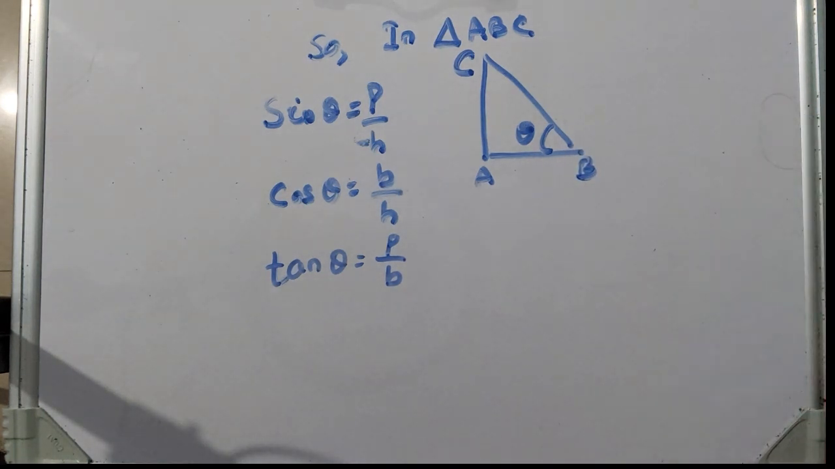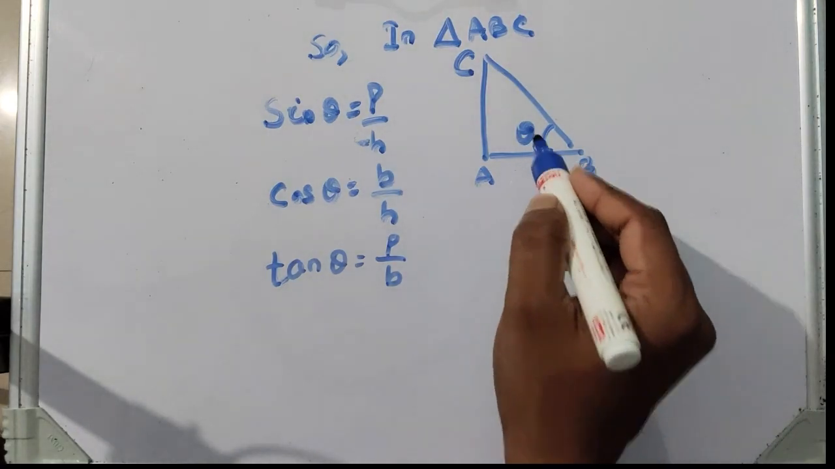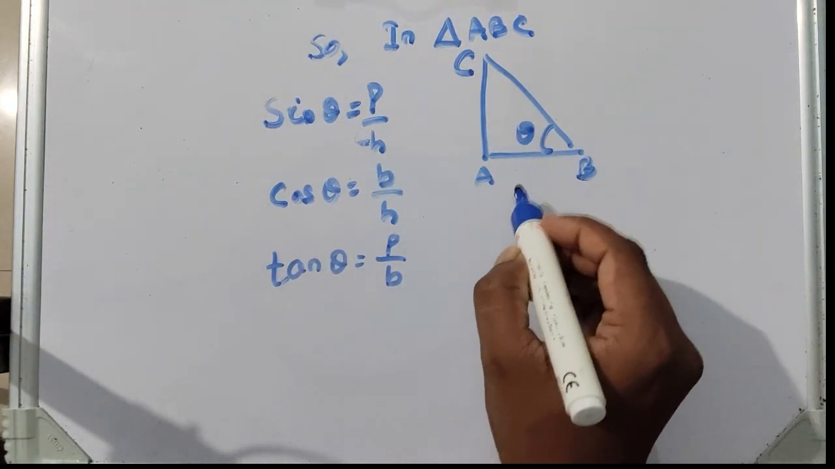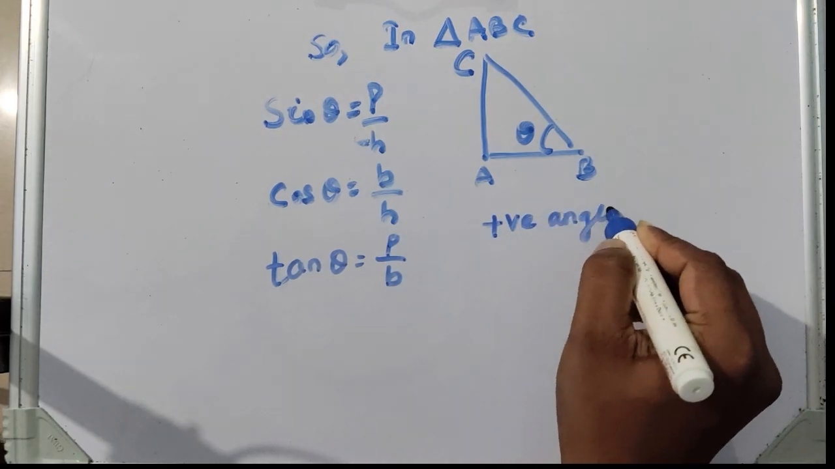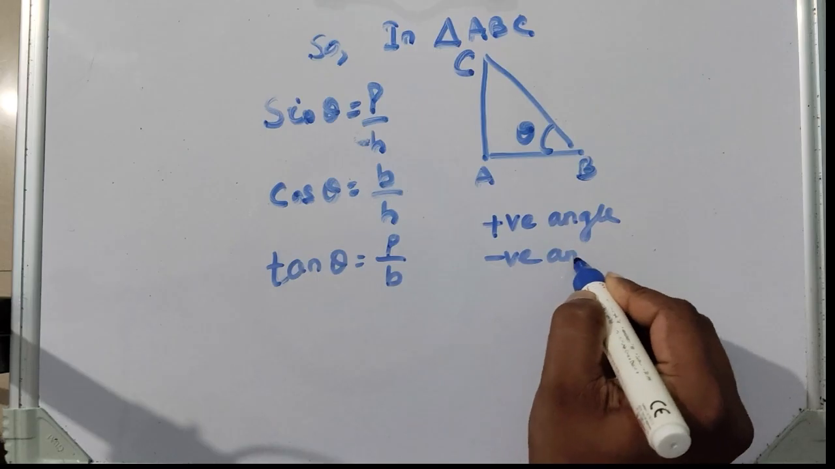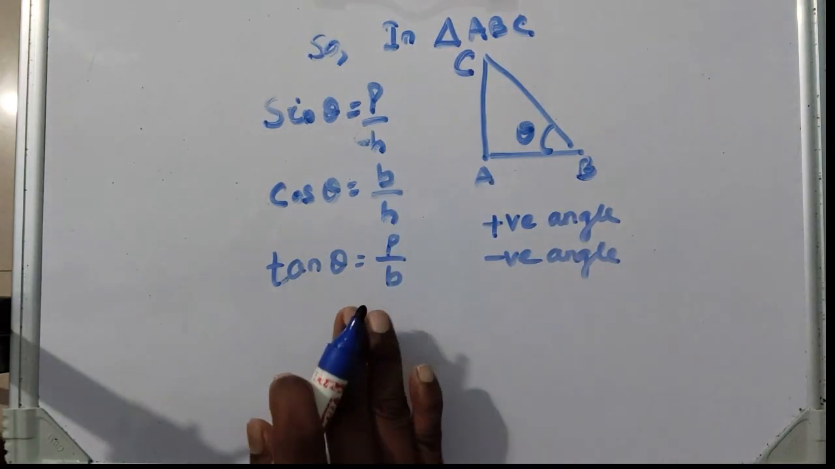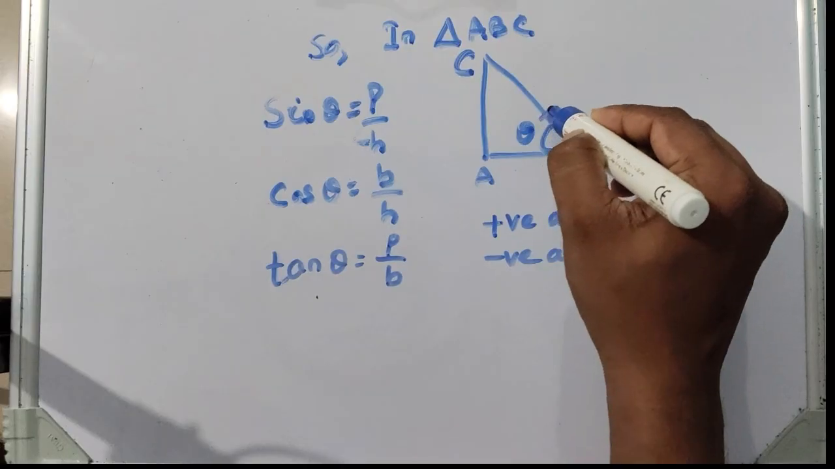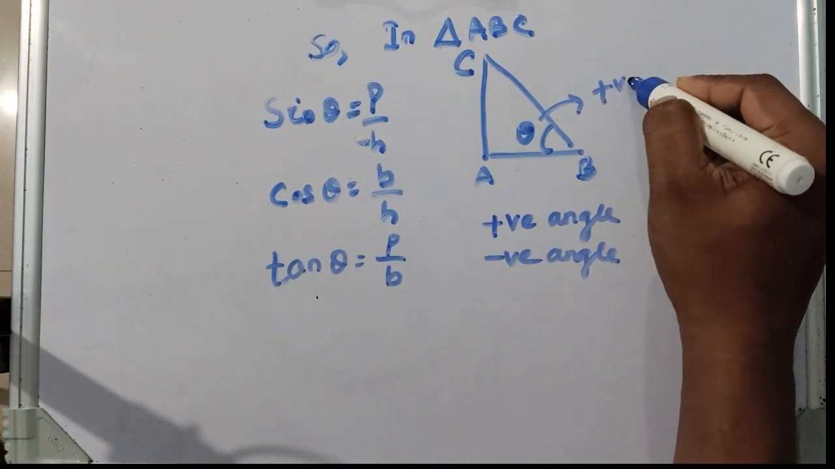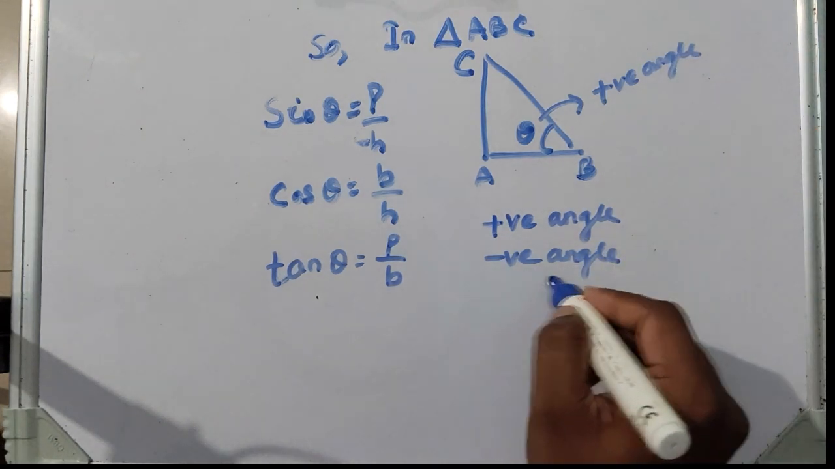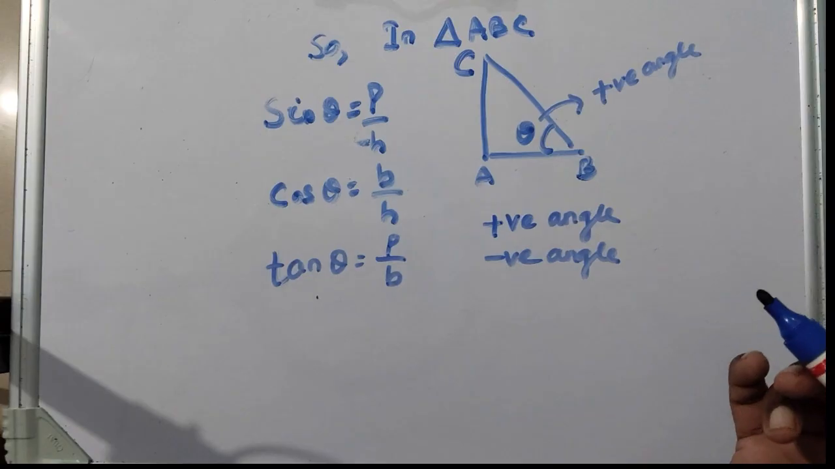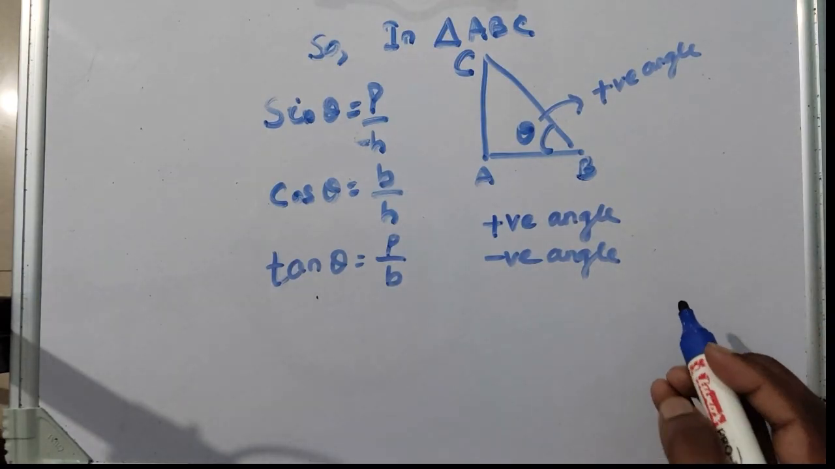Now let us learn first what is angle, what is positive angle and negative angle. Till now we only know about positive angle. This is called positive angle. But there is also a negative angle. What is this negative angle?